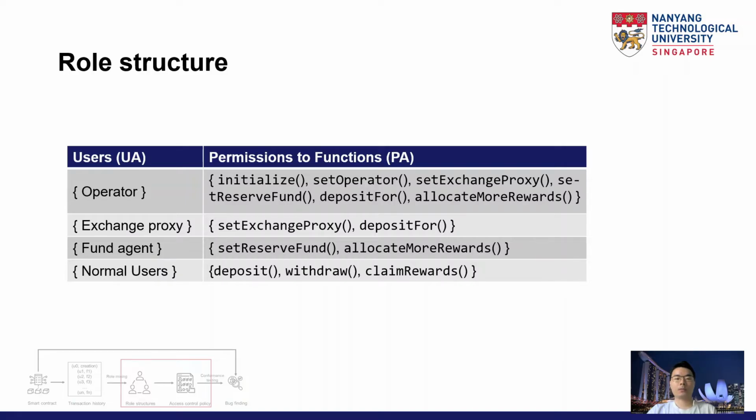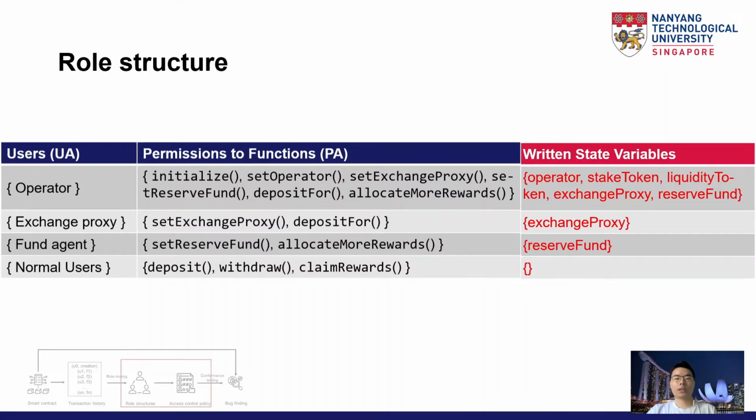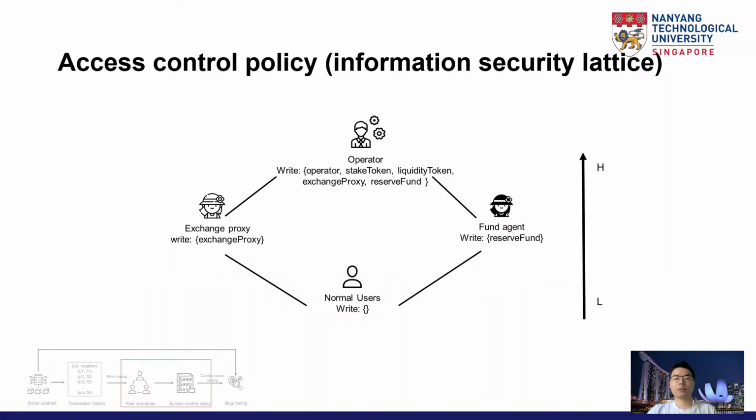set the contract operator, set exchange policy, and so on. In smart contracts, the objects we care about the most are contract state variables. They record critical information such as the balance values, role assignments, and asset prices. So we analyze the written state variables by these roles. Our access control policy can be constructed as the information security lattice based on the written state variables of these roles. The upper role has more permissions than the lower one. For example, normal user cannot write critical variables, while the operator can write the most critical variables.